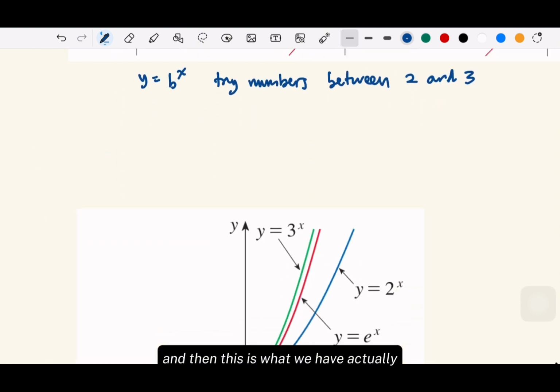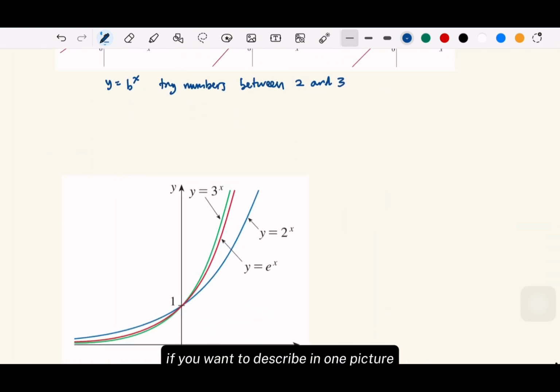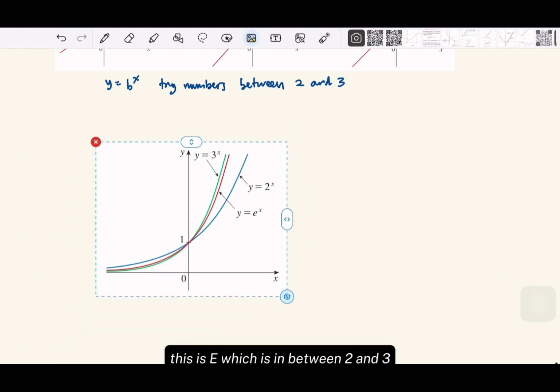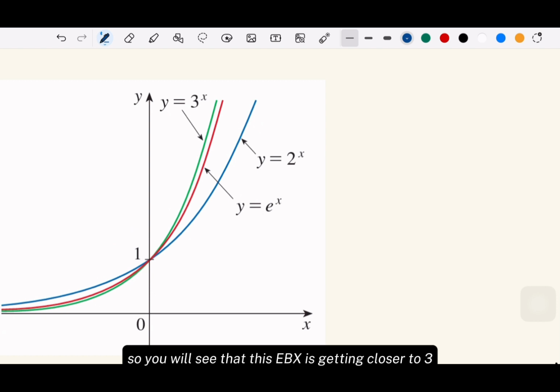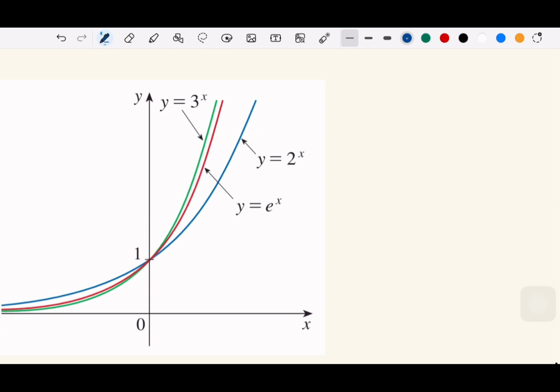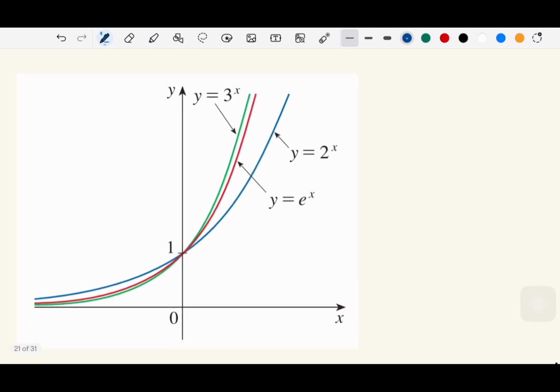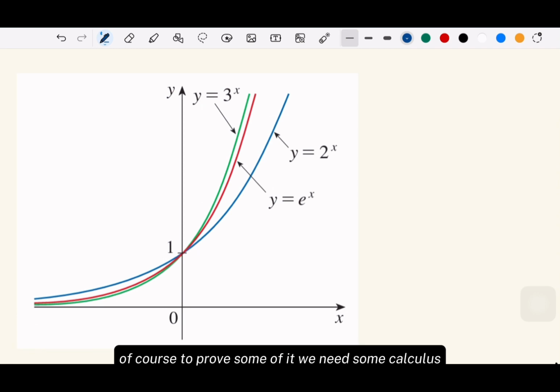And then this is what we have actually. If we want to describe in one picture, this is e, which is in between 2 and 3. So you will see that this e to the x is getting closer to 3, but not so much, which means that it's around maybe 2.7 something. Okay. Of course, to prove some of it, we need some calculus, but we are not there yet. So this is just to show you we could do it from trial and error.